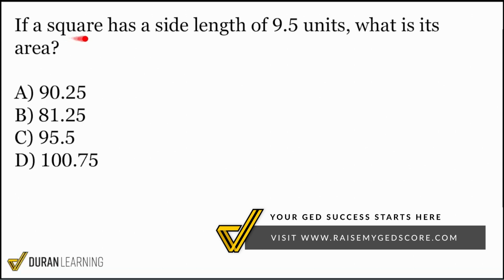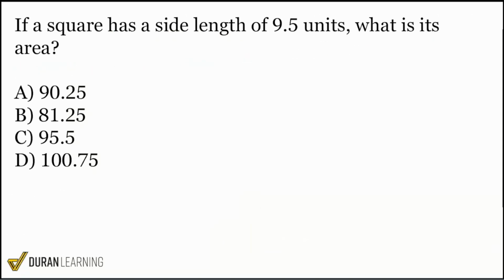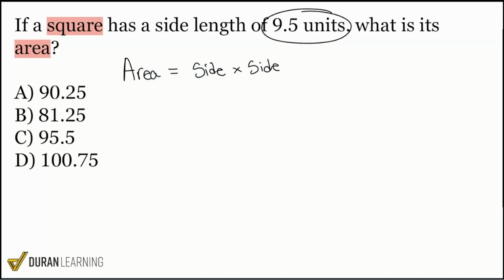We see that we're given a square, we have its side length, and we want to know its area. The only thing that's really going to be intimidating about this question is probably the decimal. But don't let that distract you from the fact that we are calculating the area of a square. The first thing you should be ready to spit out is the formula for the area of a square: area equals the side length times the side length. So side times side, or side squared. They're both the same exact thing.